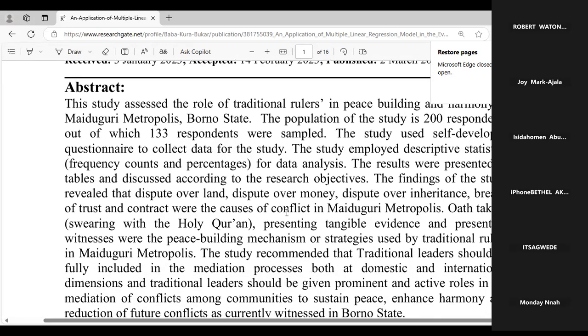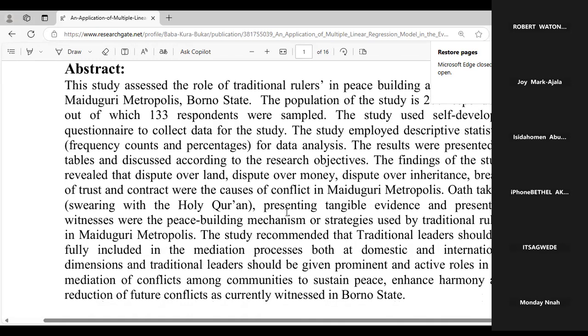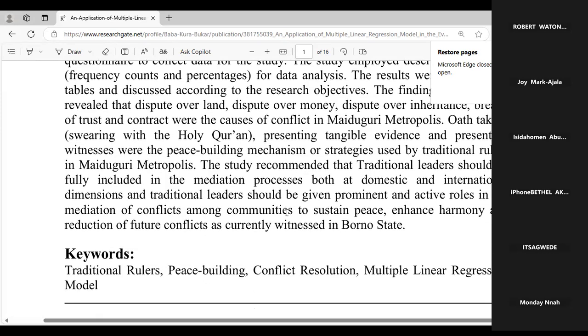Now, tell me, where is it that they have shown us the role in this abstract? They said the study assessed the role. Where is it in this whole abstract that the role is being presented? Because it may be that my English is not good enough. Please, I want you guys with eagle eyes. Look at it carefully. This is the abstract. An abstract must summarize. This is the end of the abstract. There is no other part of the abstract that is not showing.